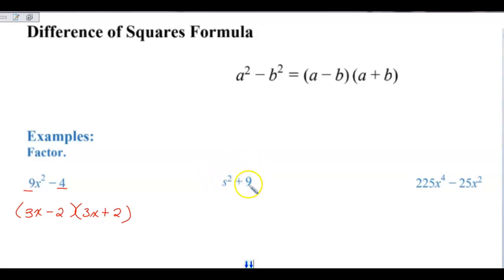I have s squared plus 9. S squared is s times s. And the square root of 9 is 3. It's positive. So in cases like this, we need to be very careful and see if we can make this work. Because before this was negative, and we've got a positive and a negative. This time we have positive, and it either has to be both negative or both positive, right? So let's take a look at that.